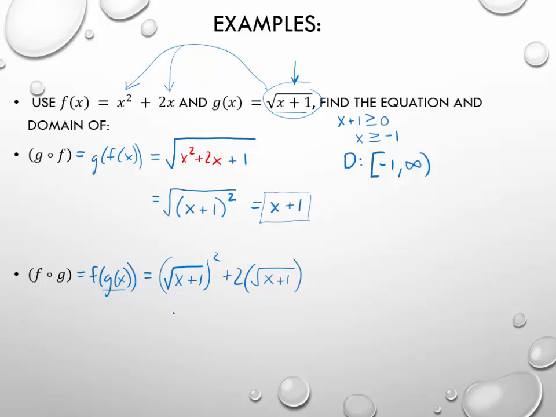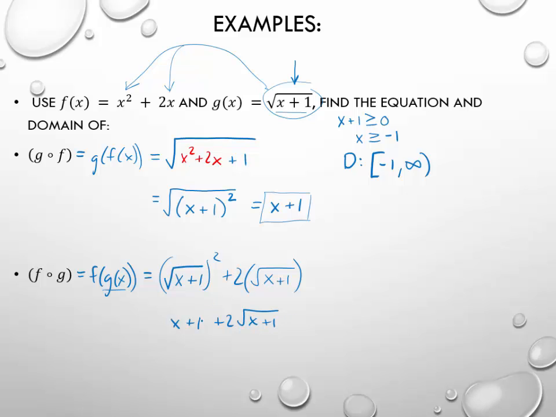So we simplify it. The square root of a square goes away. We get x plus 1 plus 2 square root x plus 1. Do we distribute that 2 inside of a square root? Not allowed. You could distribute a 4 into it, but that would de-simplify it. Do you know what I'm saying?